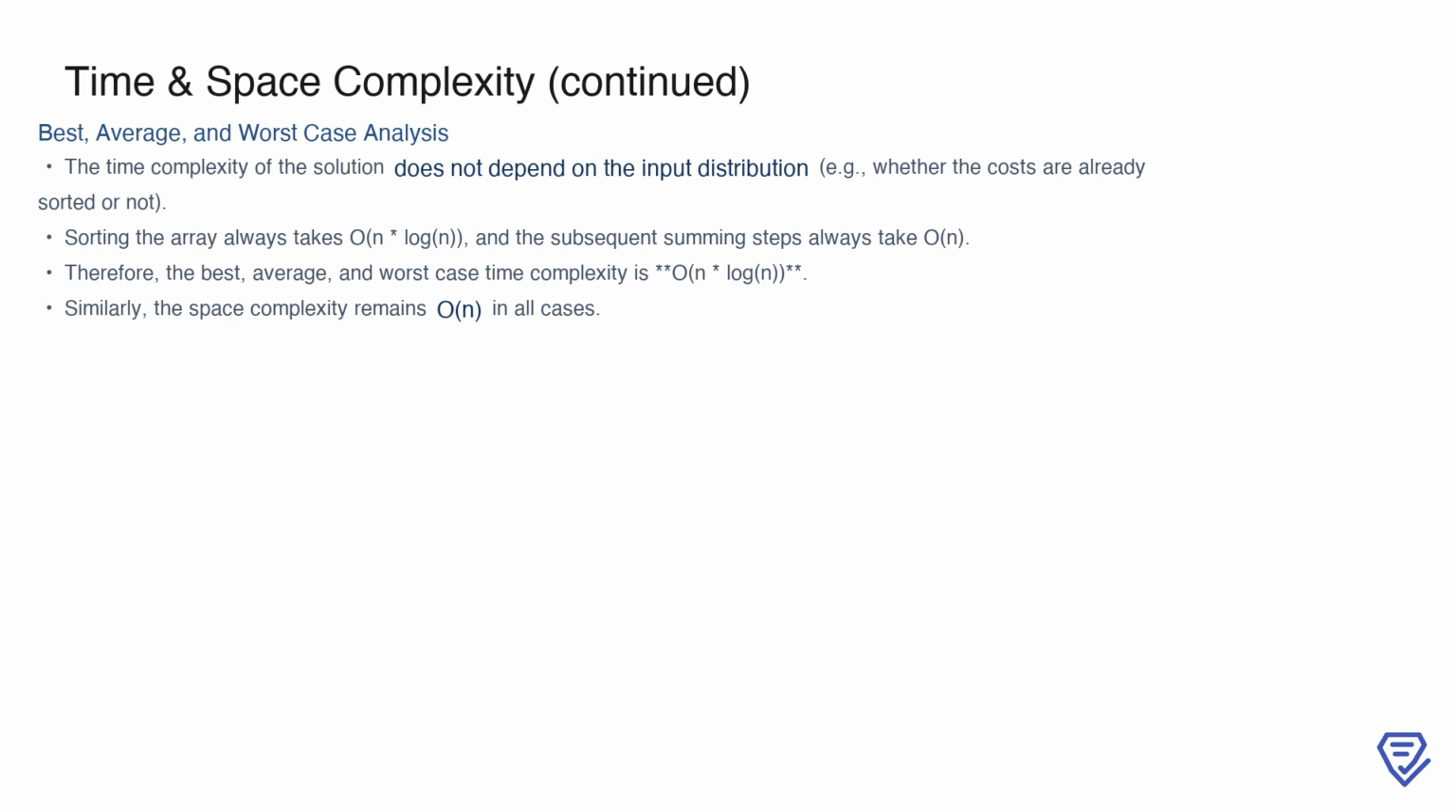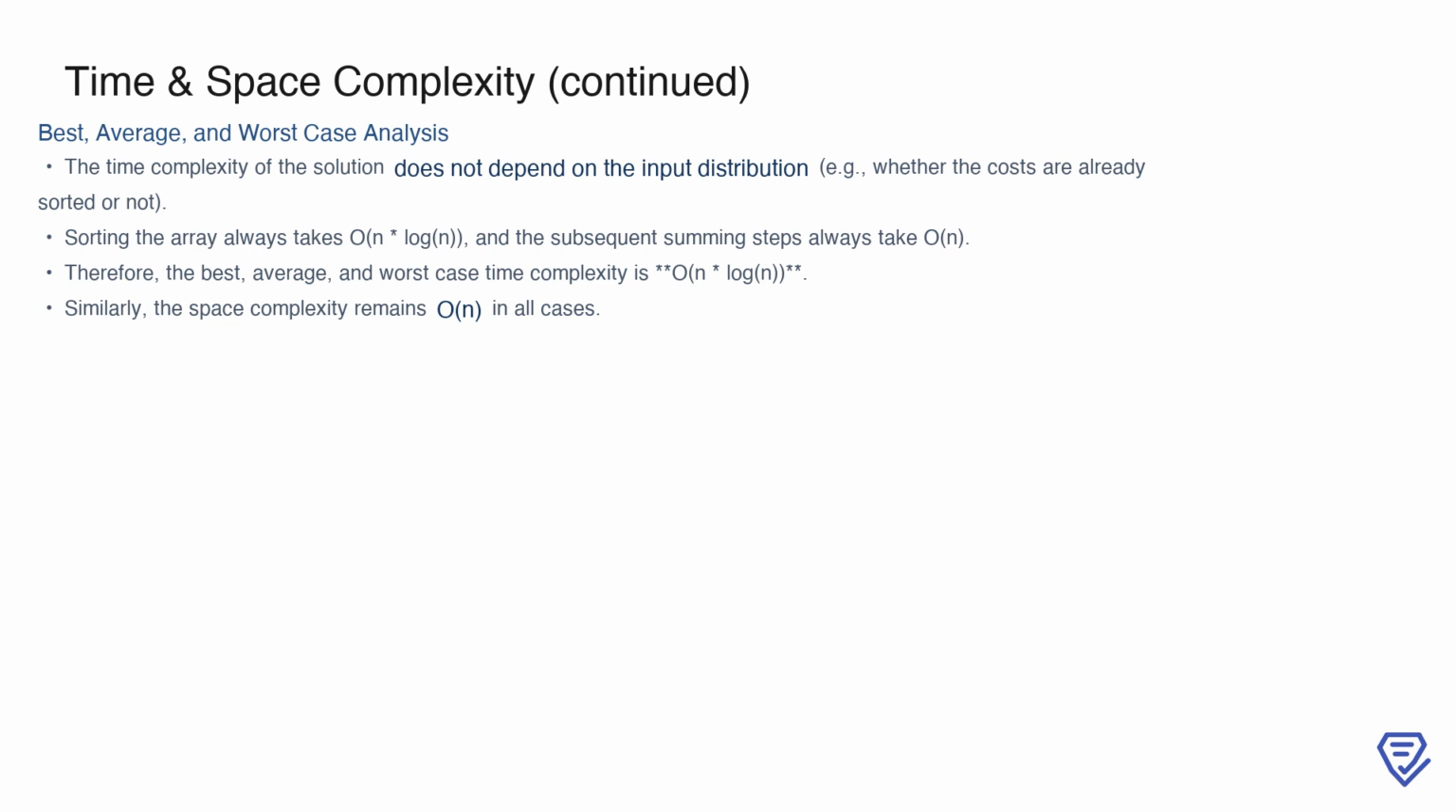The time complexity remains consistent in all cases because it is dominated by the sorting step, which always takes O(n log n), regardless of the initial state of the input array. Whether the costs array is already sorted, reverse sorted, or randomly ordered, the sorting process will still require O(n log n) time. The subsequent steps of summing costs for city A and city B involve simple loops that always take O(n) time. These steps are not influenced by the input distribution and do not change the overall time complexity.